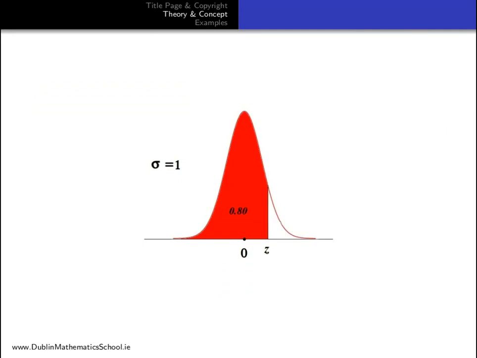Because in this form we can look up the table book and look at the answers and find the answer 0.8 and read off the z value and find that z was 0.84. So the concept we're using for these problems is reading the tables backwards.